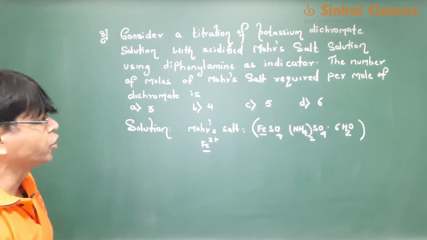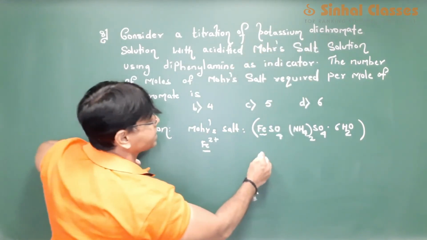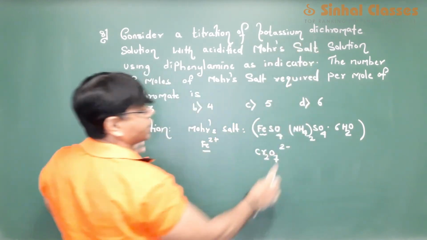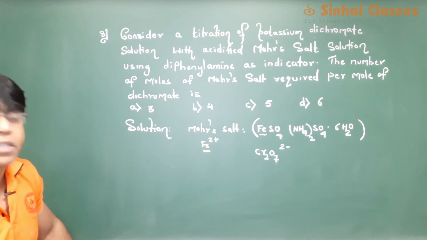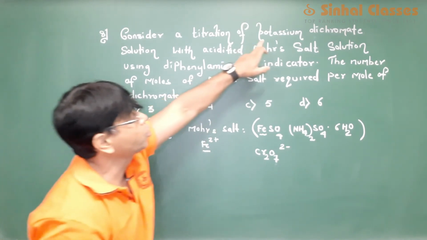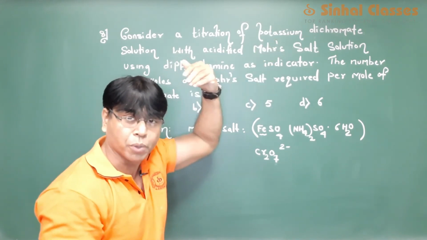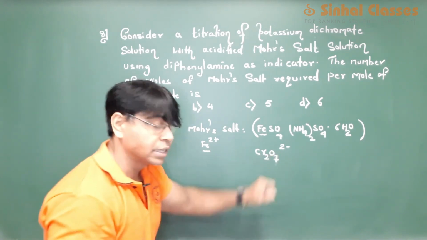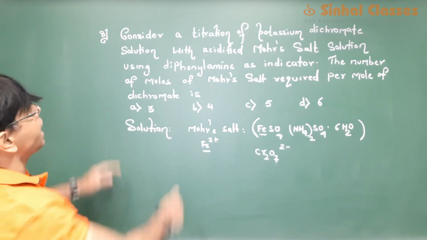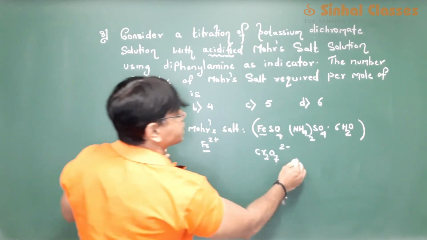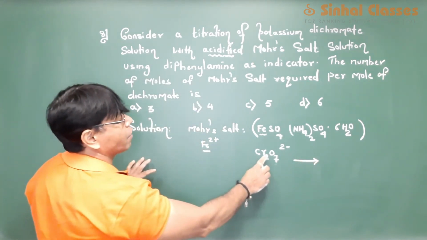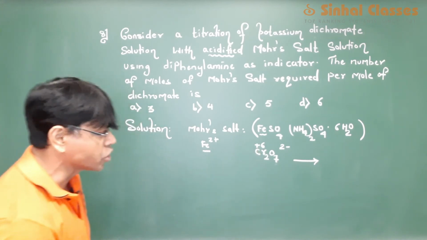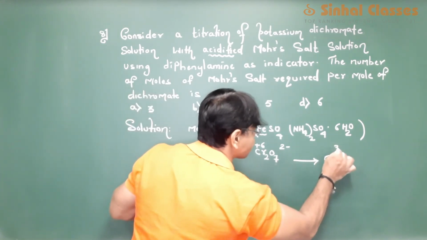So let's see how to work it out. Now potassium dichromate, the ions can be written like this: Cr2O7 2-. So potassium dichromate, the ionic form can be written as Cr2O7 2-, because there are 2 potassium, K2Cr2O7. So when I remove 2 potassium which carries positive charge, then you get dichromate ion as 2 minus. Now in acidic medium, this dichromate ion, Cr, which is right now in +6 oxidation state, changes to +3.